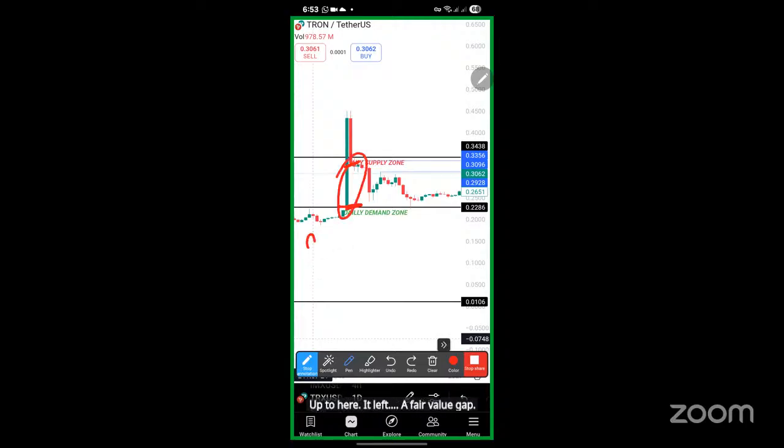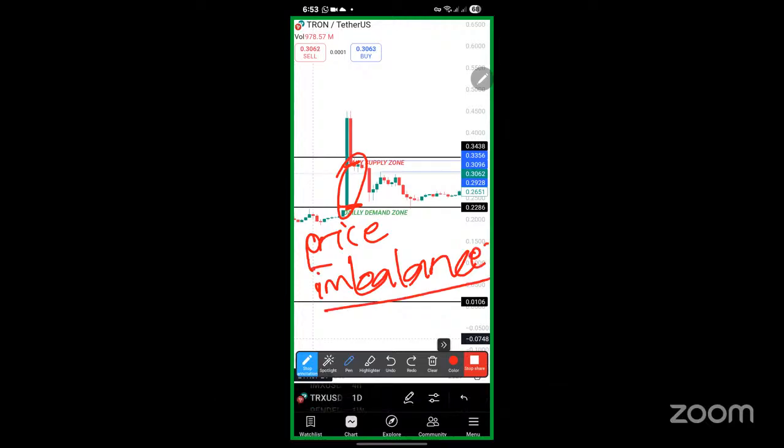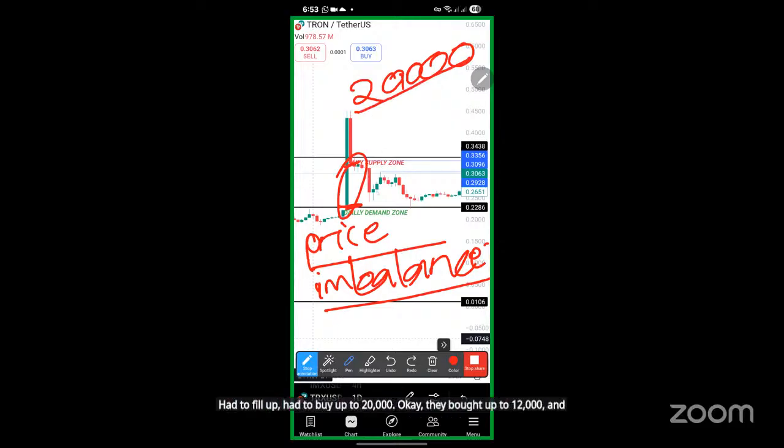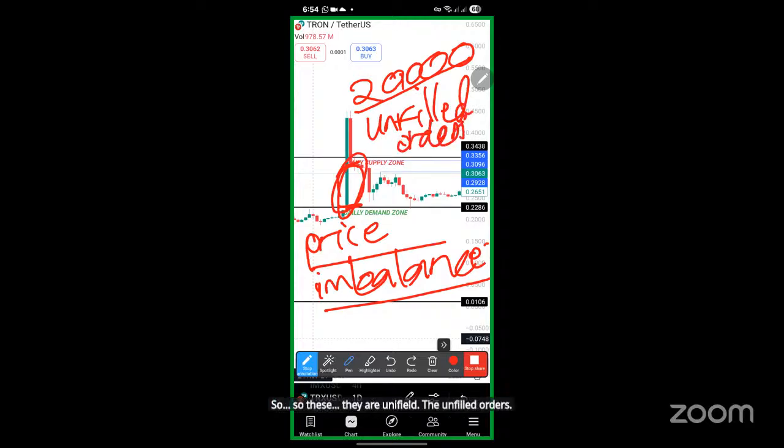Some people call it the price imbalance, but we are just looking at insights. So you get a price imbalance. Price imbalance means, for example, the buyers had to buy up to 20,000. They bought up to 20,000 and there were few sellers. So these are unfilled orders, for example, around this point here.